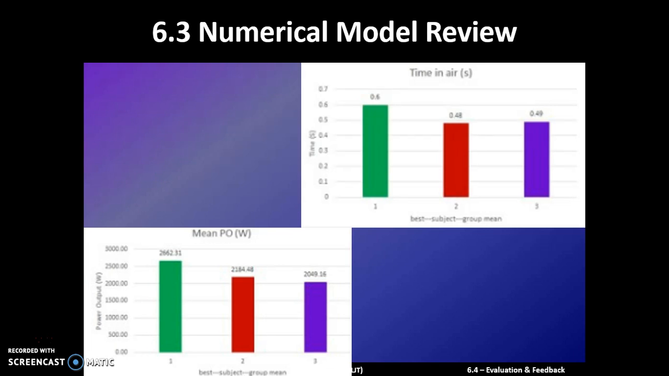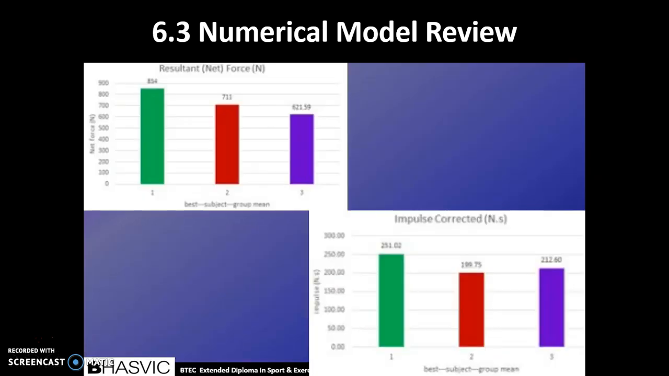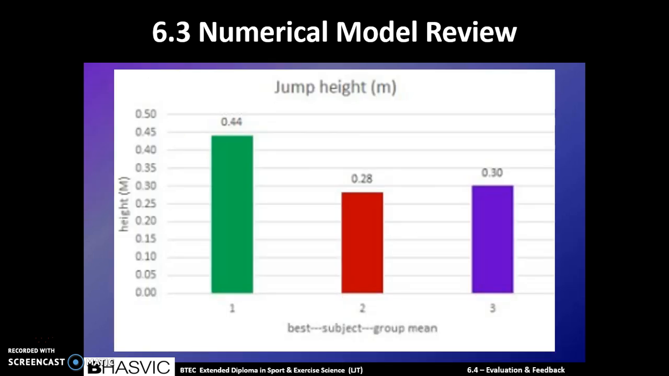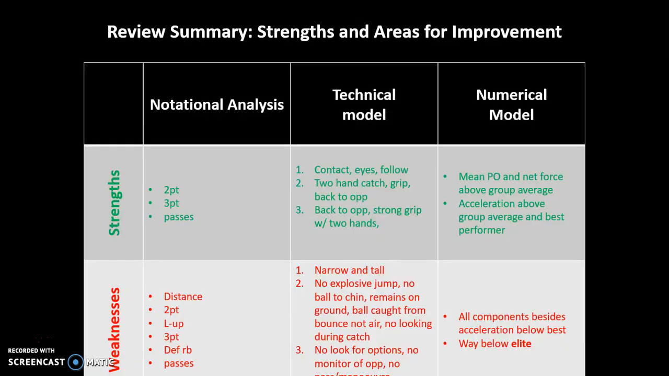So your time in air, you were red. Sorry, the best in the group was green, you were red, and the group mean was purple. This is just to give you an idea of the visuals. And like I said, we'll go on to the proper analysis of this in a minute. Here we looked at time in air, mean power output, resultant net force, impulse, acceleration, mean velocity, and jump height, which I would argue is the most crucial statistic we gathered. So here we will talk about each strength and weakness from each testing.